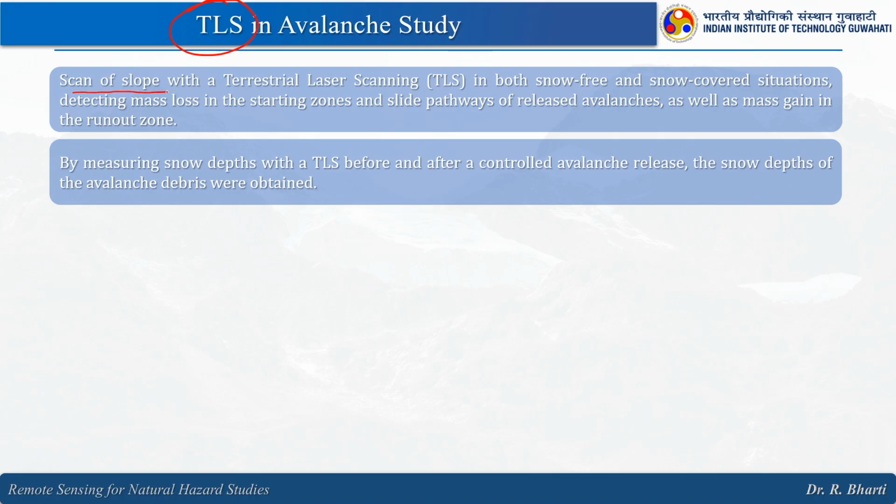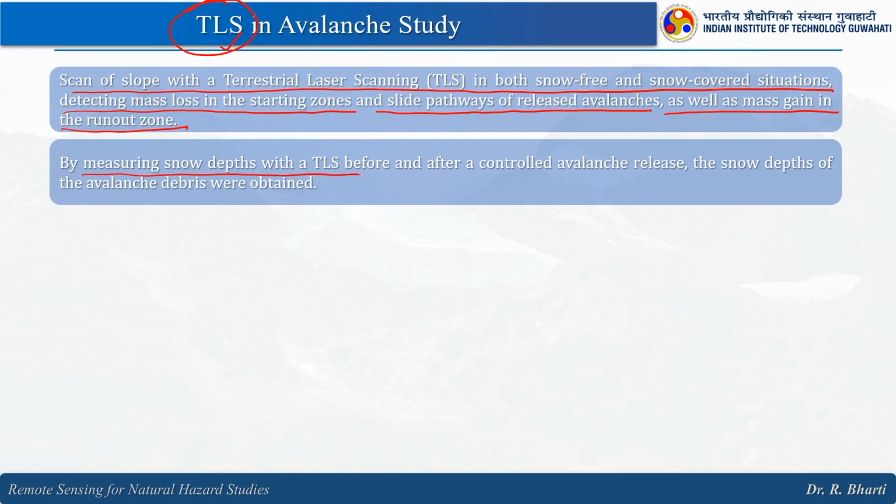So, scan of slope with TLS in both snow free and snow covered situations, detecting mass loss in the starting zone and the slide pathways of released avalanche as well as mass gain in the run out zone. So, this TLS can give you very beautiful images of this location, and that can be used as an input in your study. By measuring snow depth with a TLS before and after a controlled avalanche release, the snow depth of the avalanche debris were obtained, right.